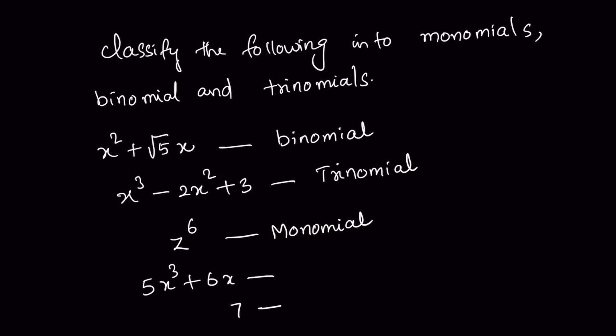Next polynomial is 5x cube plus 6x. In this polynomial, there are two terms, 5x cube plus 6x. Two terms are there, so it is called a binomial.